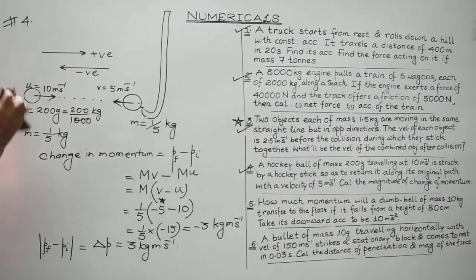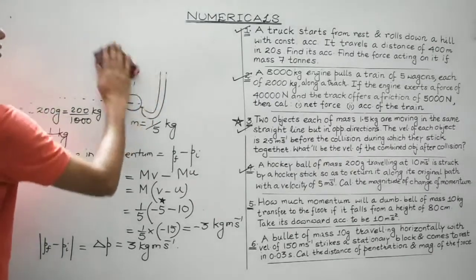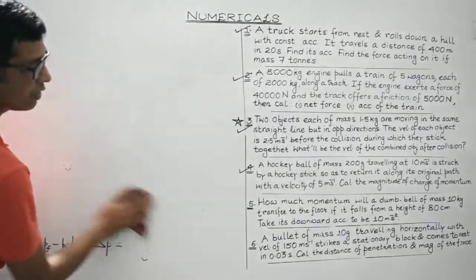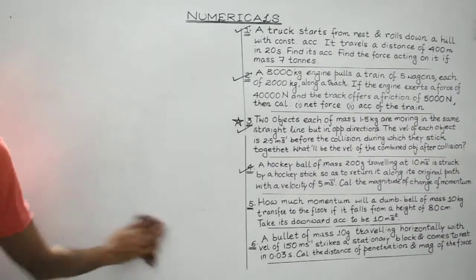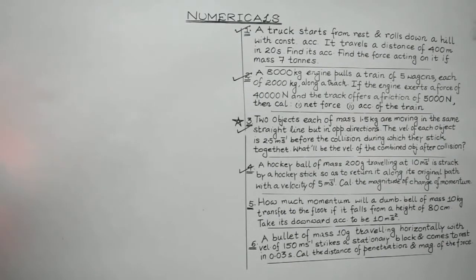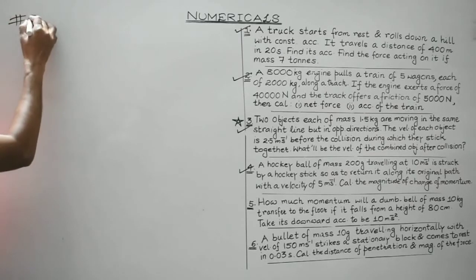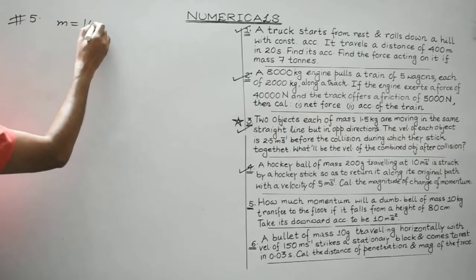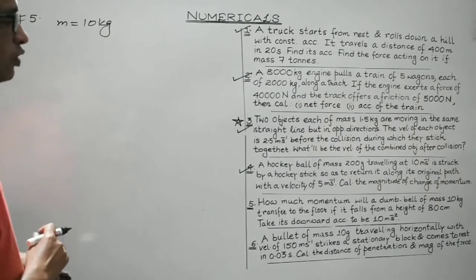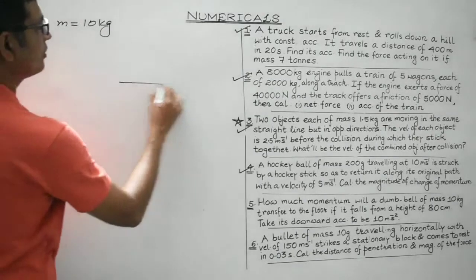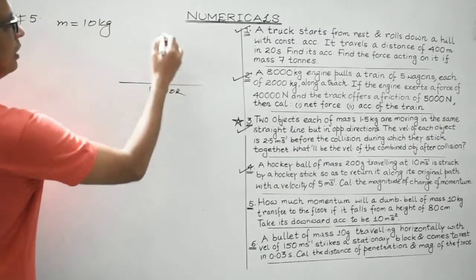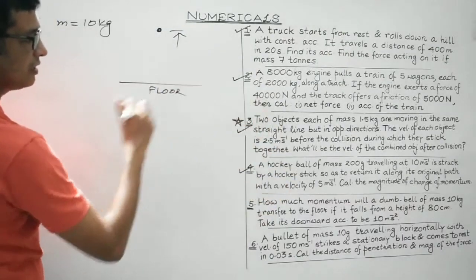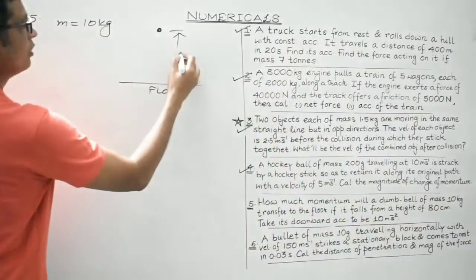Let's concentrate on question number 5. It is based on the equations of motion as well as the consequence of Newton's second law. The fifth question is: how much momentum will a dumbbell of mass 10 kg transfer to the floor if it falls from a height of 80 cm? This is a floor and this is an object, and it falls through a distance of 80 centimeters. So let's convert it into meters.